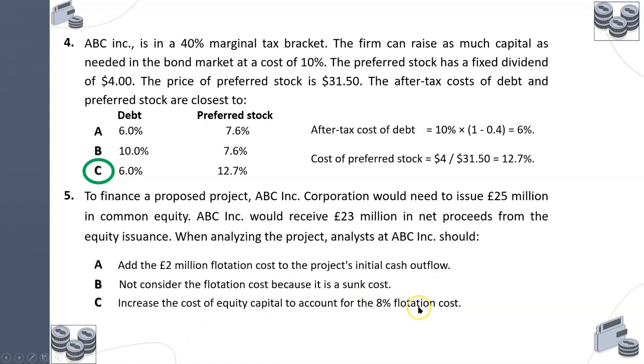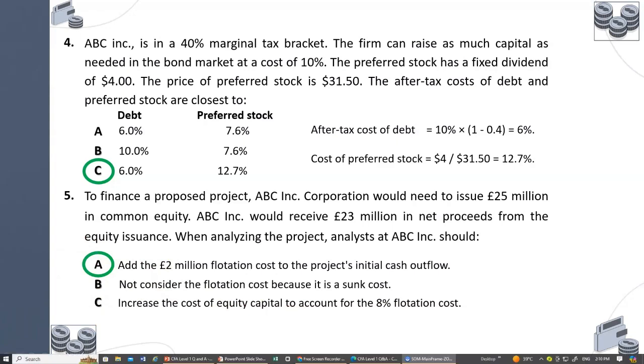The 8% flotation cost, which I think is the 2 million divided by the figure, will give 8%. Here, the answer is to add this 8% to the equity cost. That doesn't make sense because equity normally costs 11, 12, 13, 14%. Do we want to add 8% to make it more than 20%? Definitely the answer is the first one. We consider this as initial outlay because we pay the 2 million to the consultants.